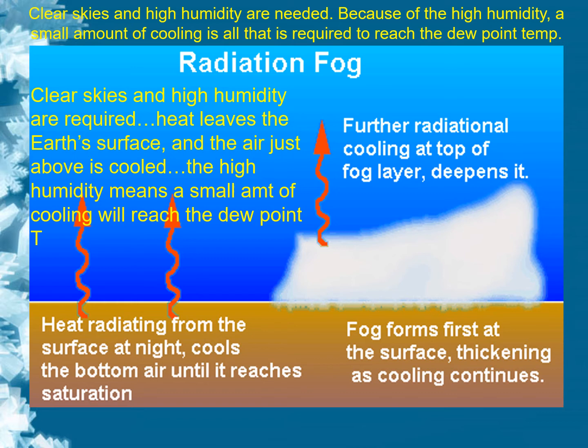And if you have a high relative humidity, it means that you don't need a big change in temperature to reach the dew point temperature. Just a small change, a little bit of cooling. So because of the high humidity, a small amount of cooling is all that is needed to reach the dew point temperature. So heat radiating from the surface at night, cooling the bottom air until it reaches saturation. And this can form some really thick fog, particularly in the mountains. Orographic fog is not the only kind of fog that happens in the mountains.